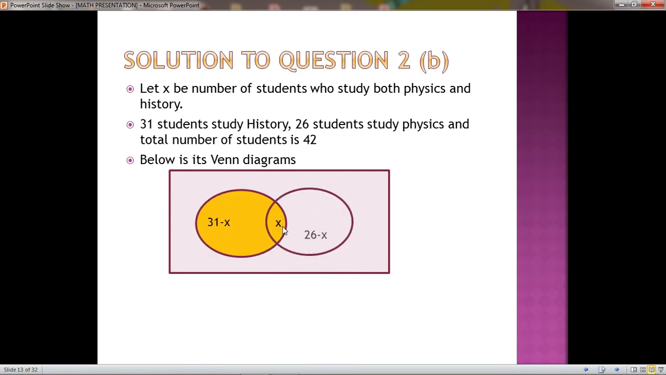We have said that x is the number of students who study both physics and history, and 42 is the total number of students in the class. So for this 31, if you want to get the number of history-only students, we need to subtract x from 31. To get the physics-only students, we subtract x from 26, as this 26 contains some students who study both physics and history as well.